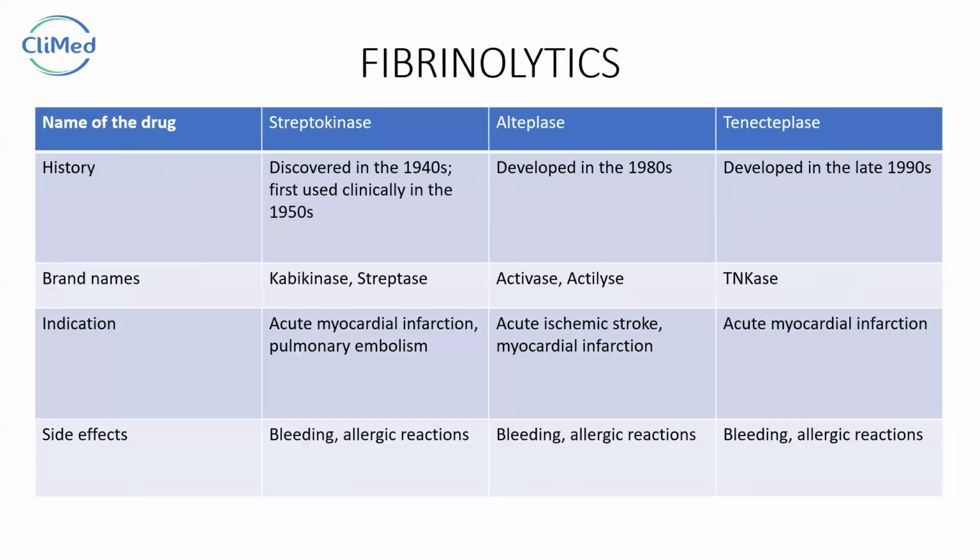Next is Tenecteplase. It was developed in the 1990s. Brand names include TNKase, indicated in acute myocardial infarction. Side effects include bleeding and allergic reactions.